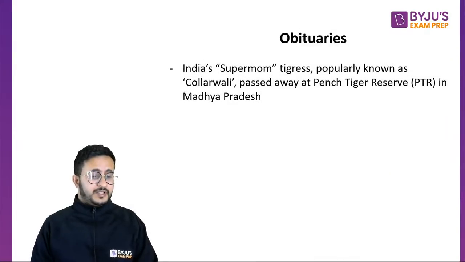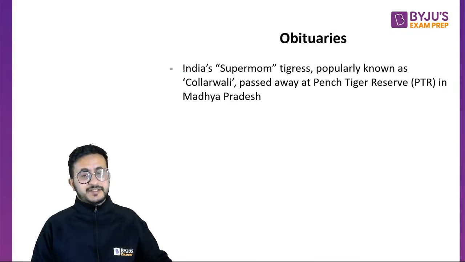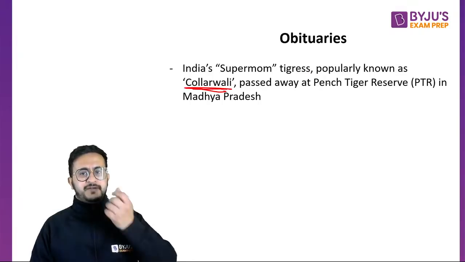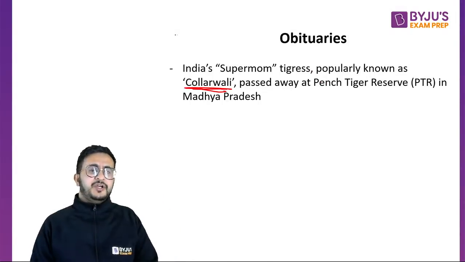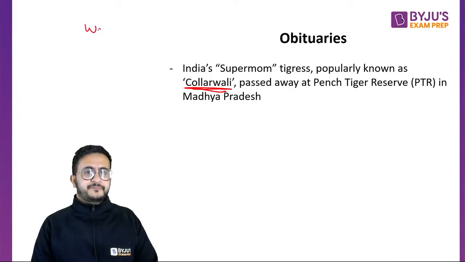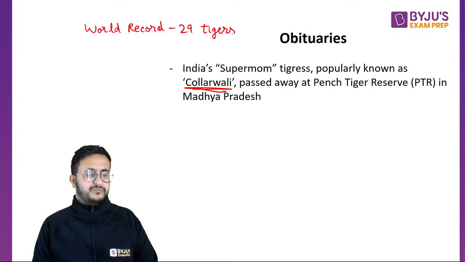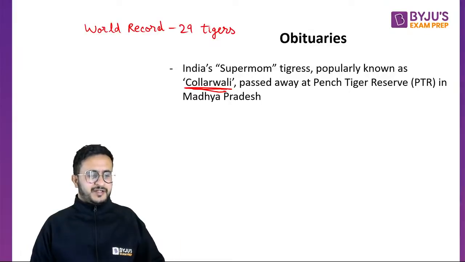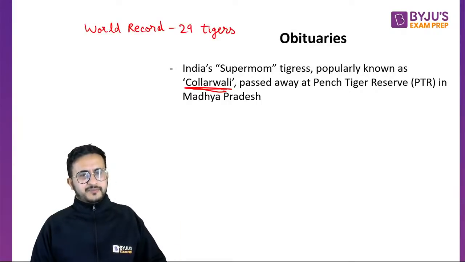Then some more things. Now this is not a person. This is a tigress. She is called Super Mom Tigress, or the other name for her is Collarwali. She passed away at Pench Tiger Reserve in Madhya Pradesh. She holds the world record of giving birth to 29 tigers. She was quite popular because she was increasing the population of tigers. Some time back, the number of tigers had gone very down.